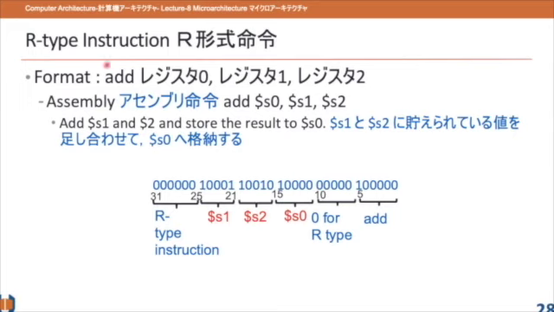So we have a format: this is the opcode, register 0, register 1, register 2. The assembly is like that: add S0, S1 and S2. That means you need to add the values of S1 and S2 and store it to S0. Whatever the value of this sequence, the register name, so this is register 2, add the value of register 1 with register 2 and store it to register 0.